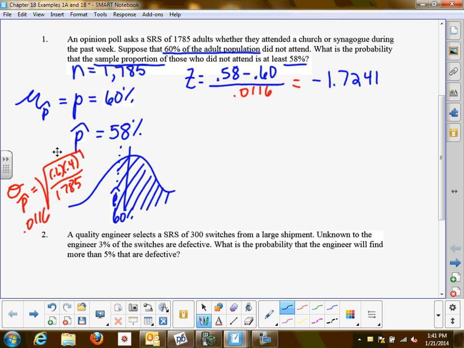But here's how you write your answer. The probability that my sample proportion that I get is greater than or equal to 58%. See, that's what I'm answering. Is, and now I've gone off to the side and I've done this.